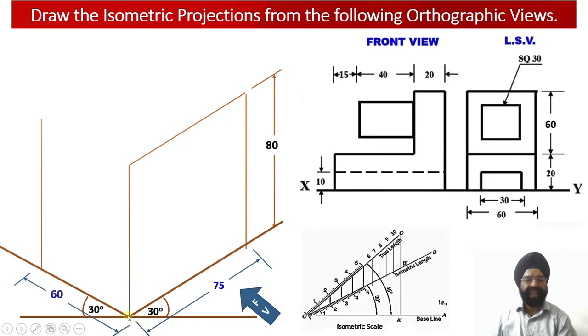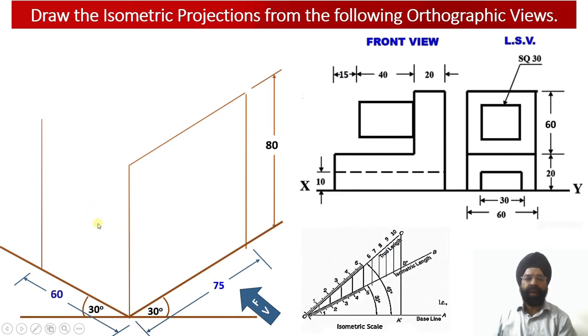So along the x-axis we have marked the width of the solid equal to 60 millimeter. This is the width of the solid which we have obtained from the left hand side view of this construction. Now the height is equal to 80 millimeter. So this is the height equal to 80 millimeter.